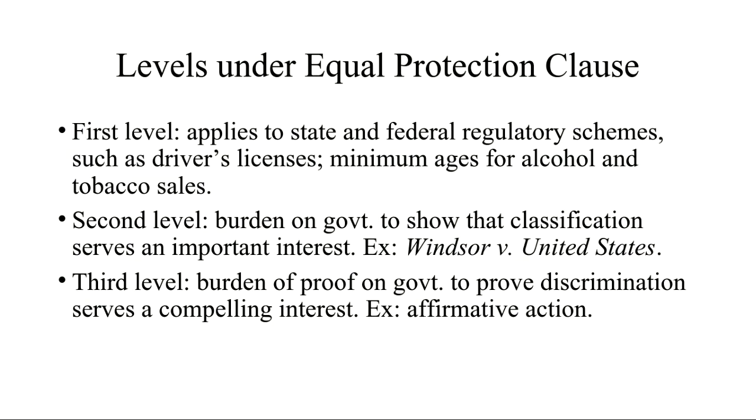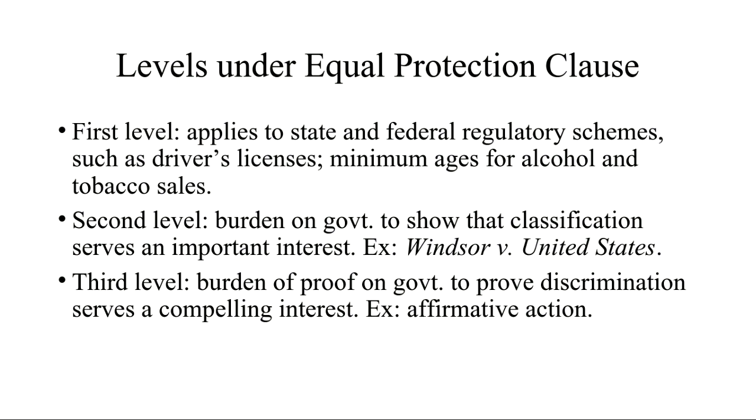Okay. So the Equal Protection Clause in the 14th Amendment has three separate layers of proof you have to meet. So the first level applies to a state and federal regulatory scheme. Essentially, if you're going to pass a minimum age, it has to be across the board, right? You have to be 16 to get a driver's license, 21 to buy alcohol, and in some states they're playing around with 21 for tobacco, but it's considered fair because it applies to everyone regardless of race, gender, etc. So that's allowed. You can have minimum ages for driver's licenses, alcohol, and for sales.